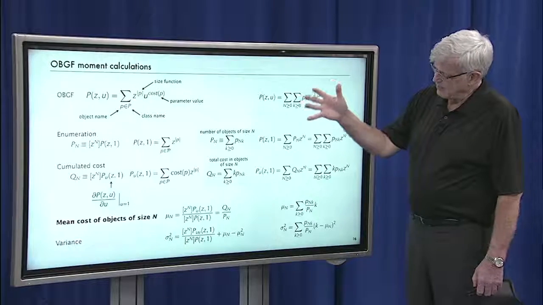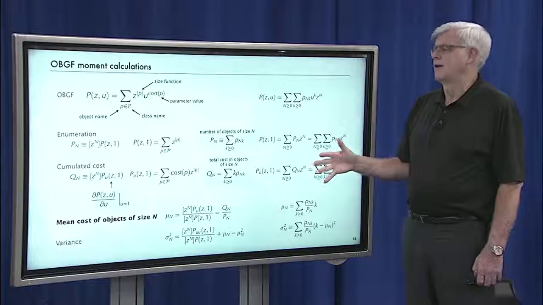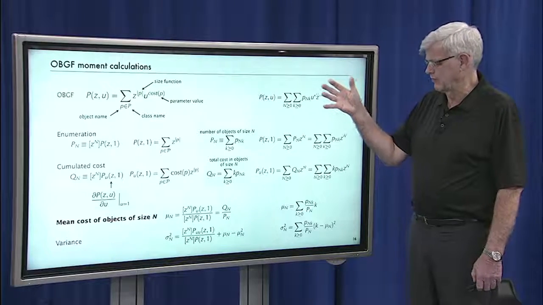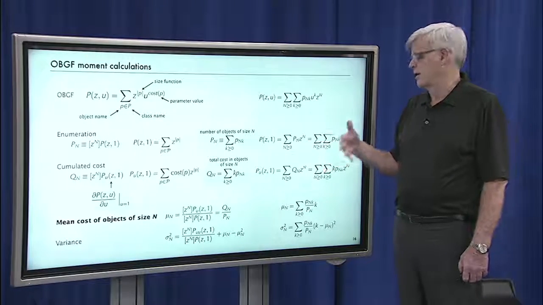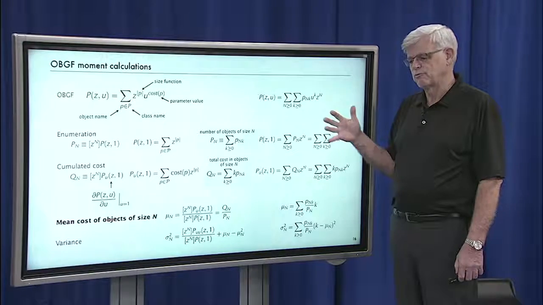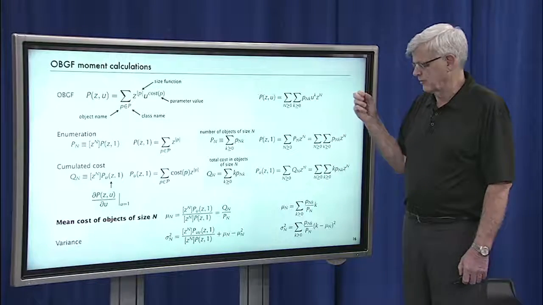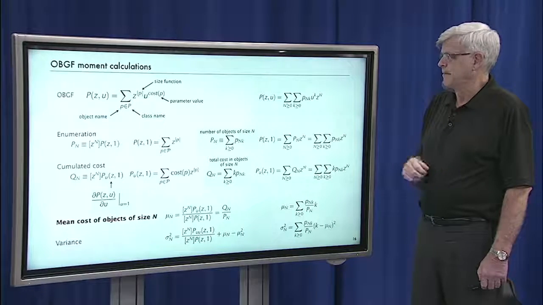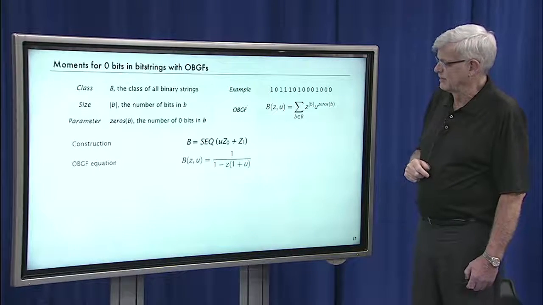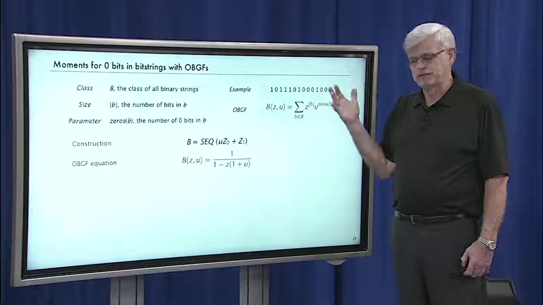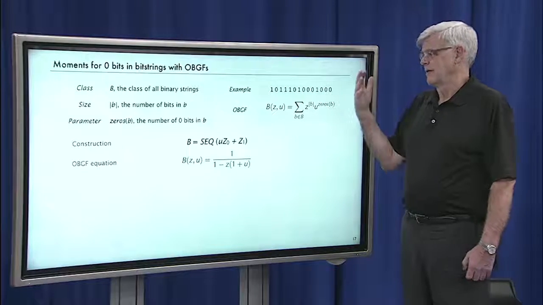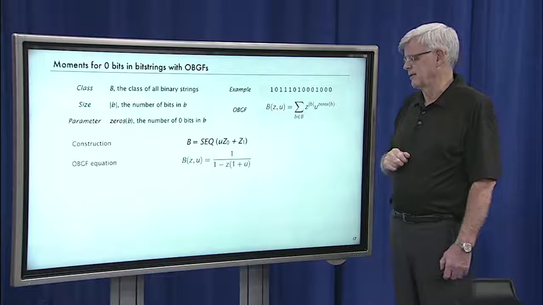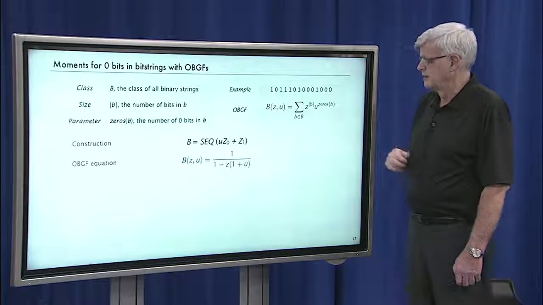So that's an overview of calculating moments from an ordinary bivariate generating function, just using partial derivatives with respect to the variable that marks the cost, and then evaluating at that variable equals 1. And we'll look at an example next. So this is our bit strings example for what's the number of 0 bits in a random binary bit string.